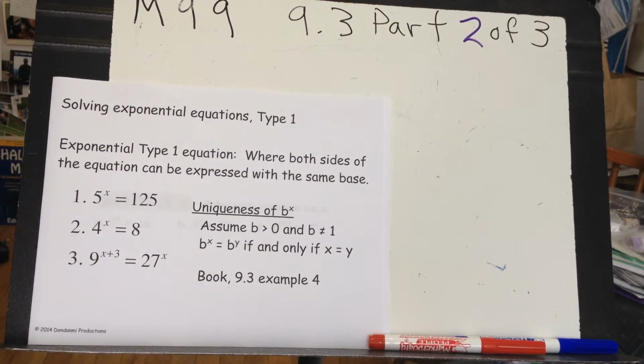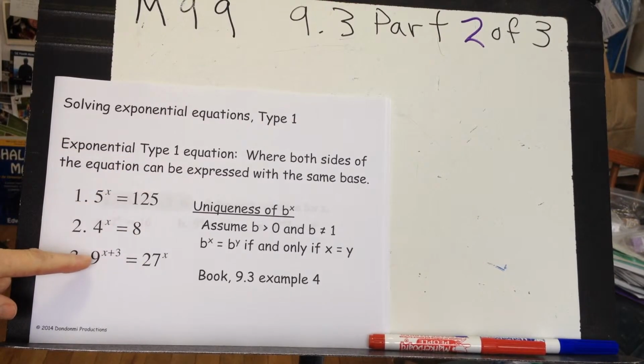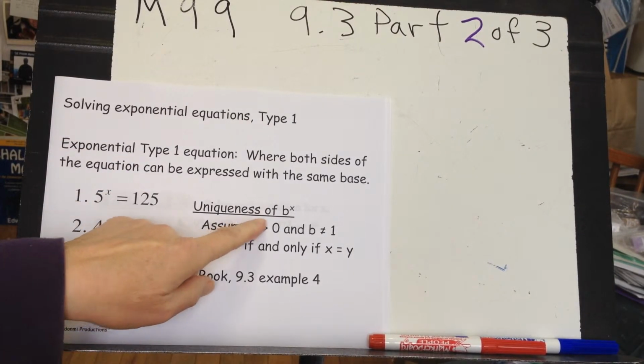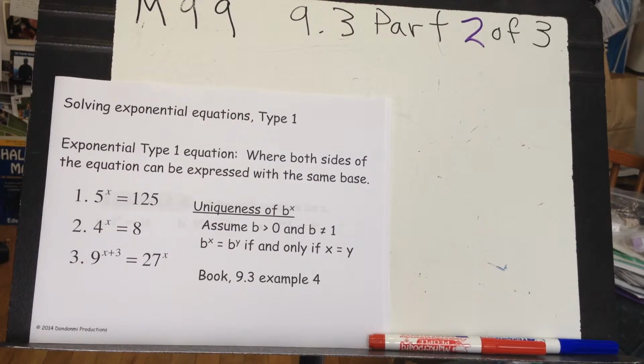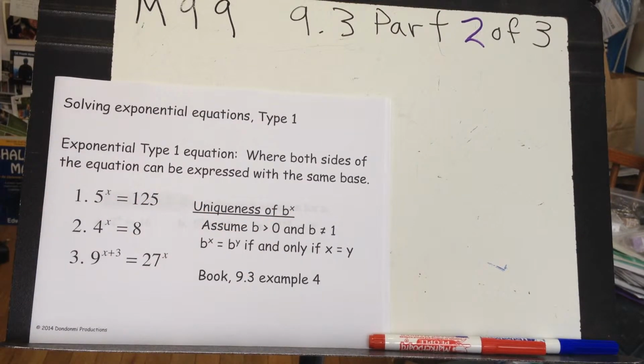A type 1 exponential equation is an equation where both sides of the equation can be expressed with the same base. The ability to solve these depends on this uniqueness of b raised to the x power. In other words, whatever x is, a base to that power is only going to be one number. It's not going to be 2 different numbers.